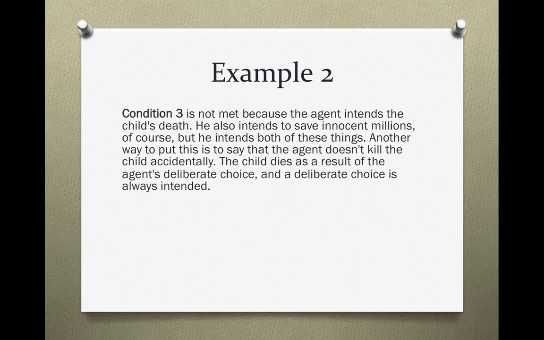Condition 3 is also not met because the agent intends the child's death. He also intends to save the innocent millions, of course, but he intends to do both of these things. Another way to put this is that the agent doesn't kill the child accidentally. The child dies as a result of the agent's deliberate choice, and a deliberate choice is always intended.